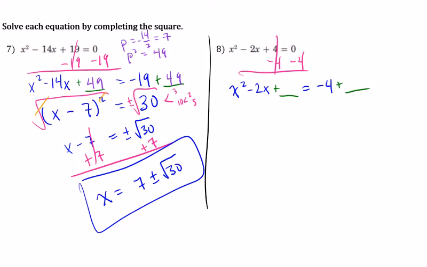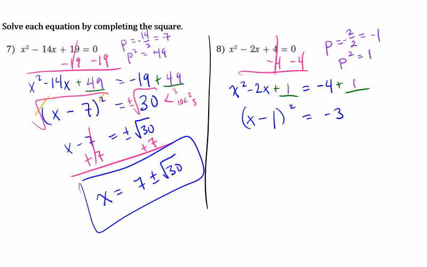So I'm going to find p. P is equal to b over 2. So it'll be negative 2 over 2, which is negative 1. So p squared is going to be negative 1 squared, which is positive 1. So I put a 1 here and a 1 here, right? Now I can factor this right side into a square binomial. So it's going to be x minus, and then p was 1, right, or negative 1. So either way, it's going to be minus 1 equals, then on this other side, I get negative 4 plus 1, which is negative 3.